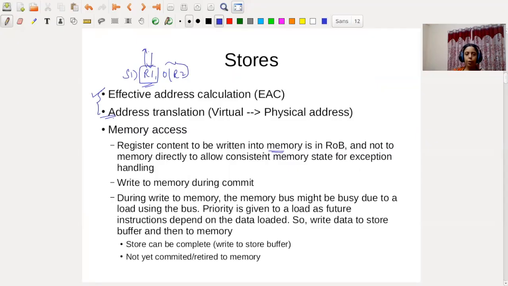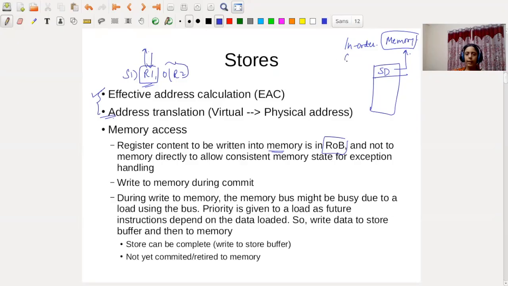and usually we do not write directly to the memory. We go through the reorder buffer, and only if the store is at the head of the reorder buffer are you going to write the content to the memory. This is to make sure that we do in order processing of the memory content as well.